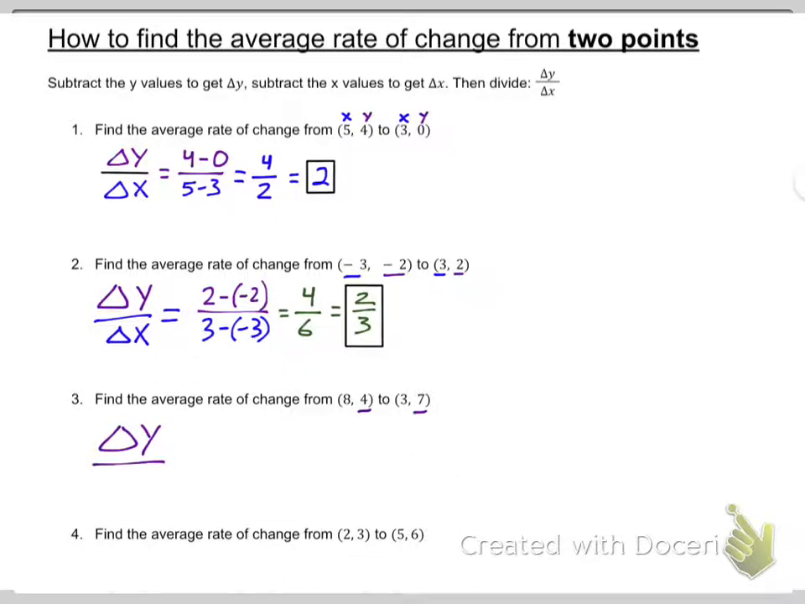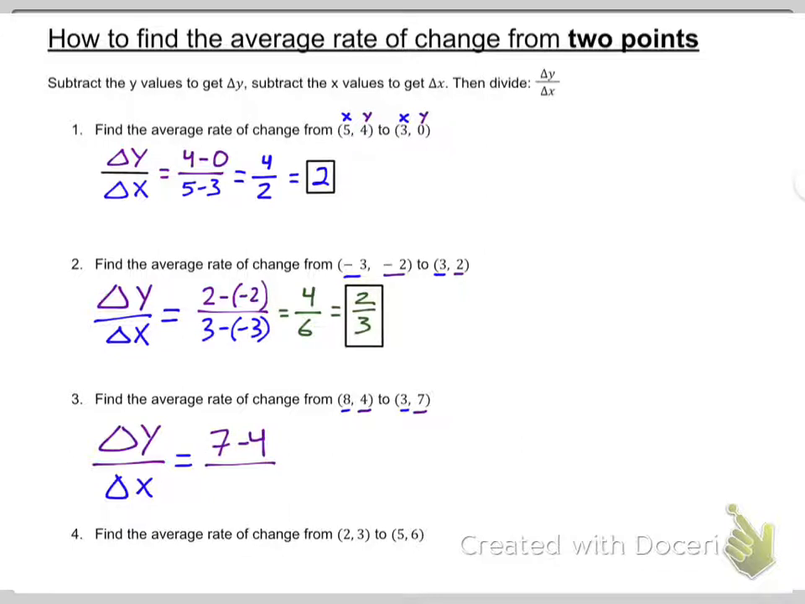For the next one, I just want to do one more of these and show you guys that these can be negative. Okay. So notice 4 and 7 is our delta y, so we're going to put that on top, whereas 3 and 8 are our delta x. I hope you notice I've been color coding these, but the 7 and the 4 are the delta y, so we're going to put those on top.